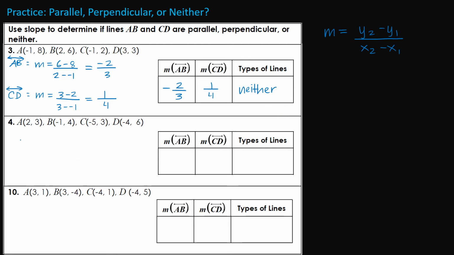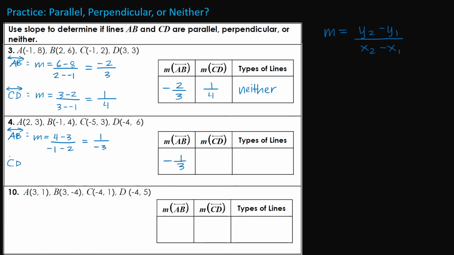Let's try out number 4. We're given the following 4 points that represent lines AB and CD. Let's find the slope of line AB. That's going to be 4 minus 3, y value subtracted, divided by negative 1 minus 2. 4 minus 3 is 1, negative 1 minus 2 is negative 3. Our slope is negative 1/3.